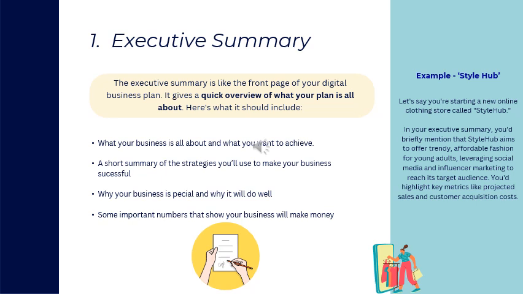The example of StyleHub. Let's say you are starting a new online clothing store called StyleHub. In your executive summary, you'd briefly mention that StyleHub aims to offer trendy, affordable fashion for young adults, leveraging social media and influencer marketing to reach its target audience. You'd highlight key metrics like projected sales and customer acquisition costs.